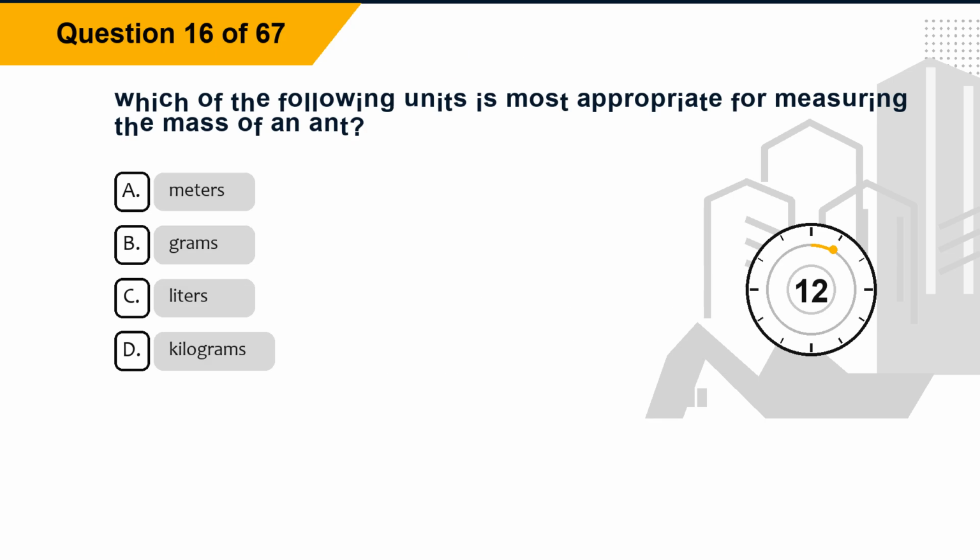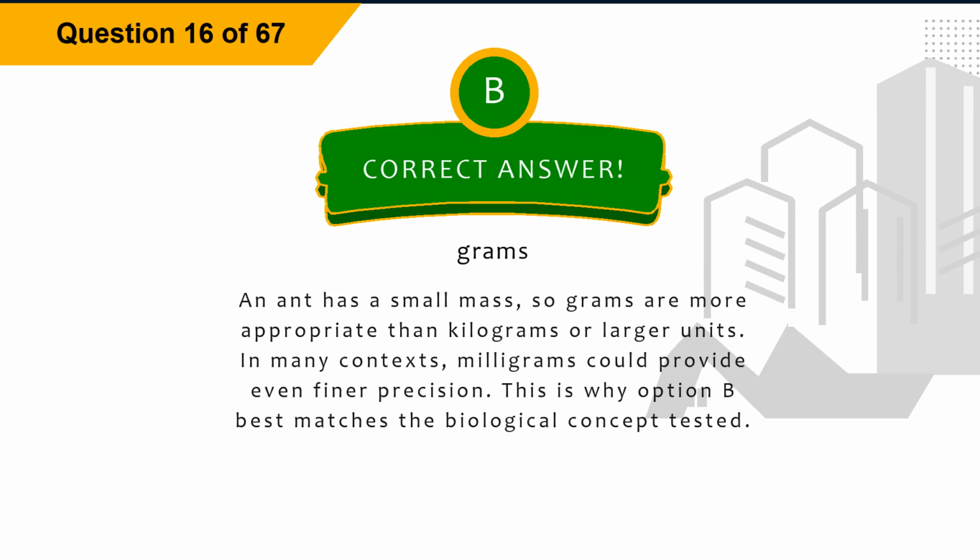Question 16. Which of the following units is most appropriate for measuring the mass of an ant? Option A, meters. Option B, grams. Option C, liters. Option D, kilograms. The correct answer is option B, grams. Explanation. An ant has a small mass, so grams are more appropriate than kilograms or larger units. In many contexts, milligrams could provide even finer precision. This is why option B best matches the biological concept tested.